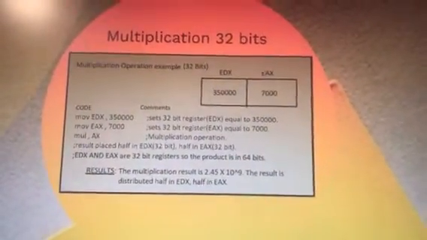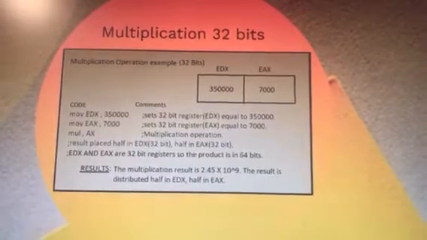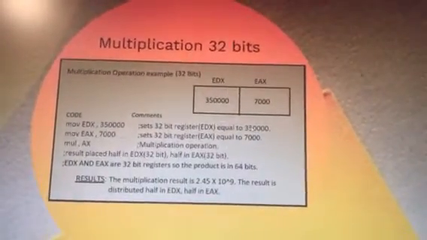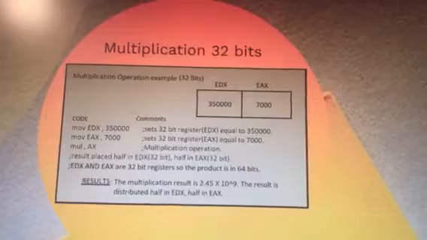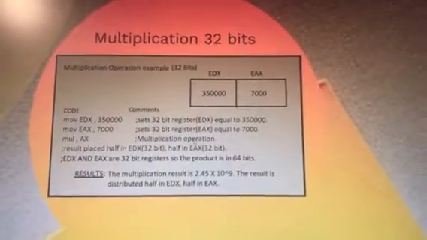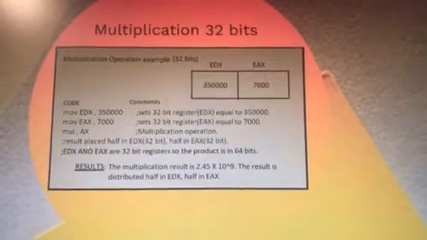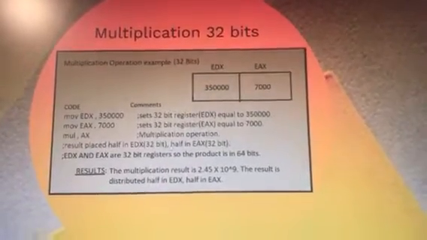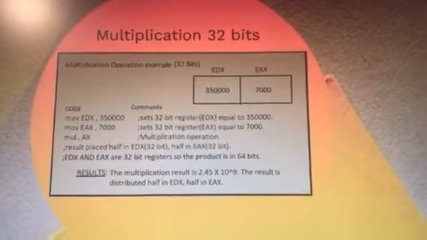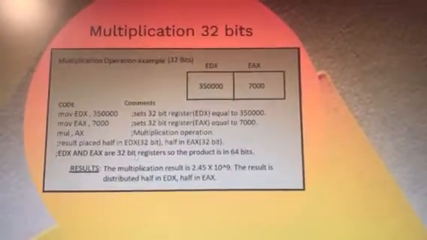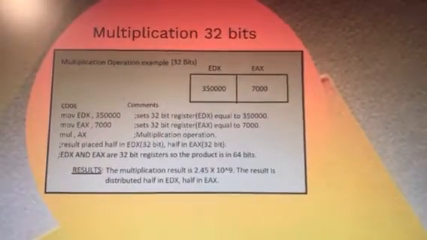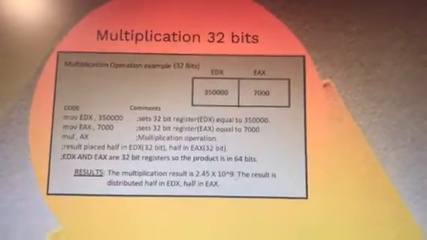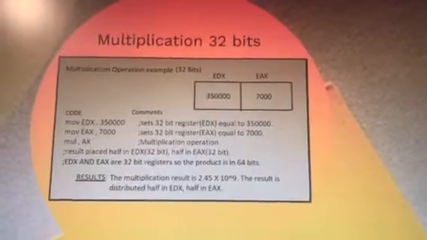Here we have multiplication of 32 bits. We have a 32-bit register EBX and a 32-bit register EAX, with values of 350,000 and 7,000. We have a multiplication operation right here. The results are different this time too, because they will be placed half in EDX, a 32-bit register, and half in EAX, a 32-bit register. These two are both 32-bit registers, so the product is 64 bits. The multiplication of these two values is 2.45 times 10 to the 9th power. The result is distributed between EDX and EAX.